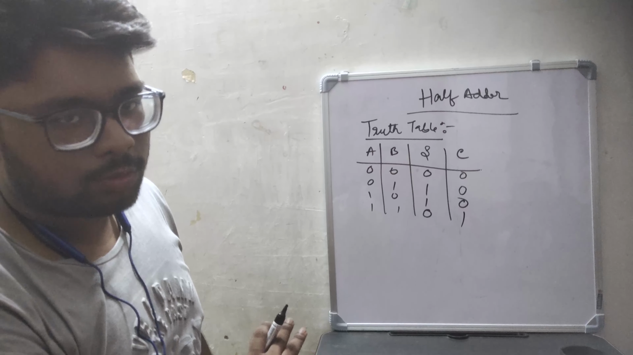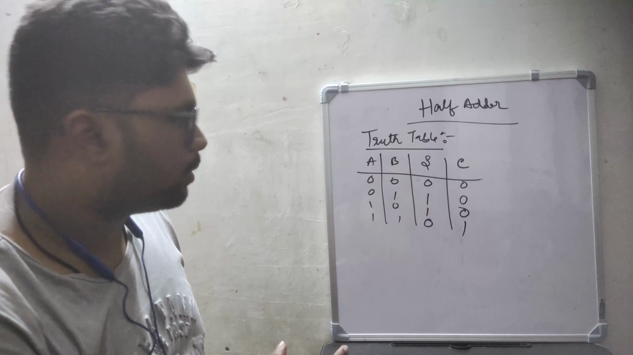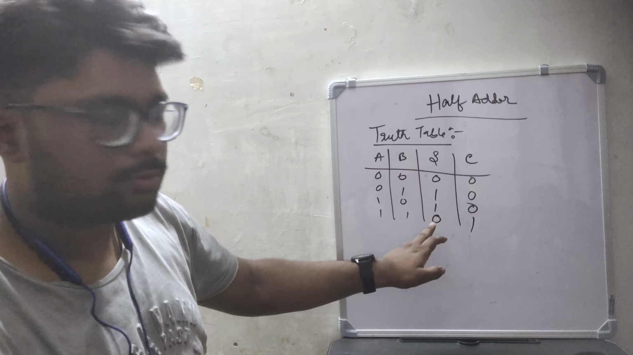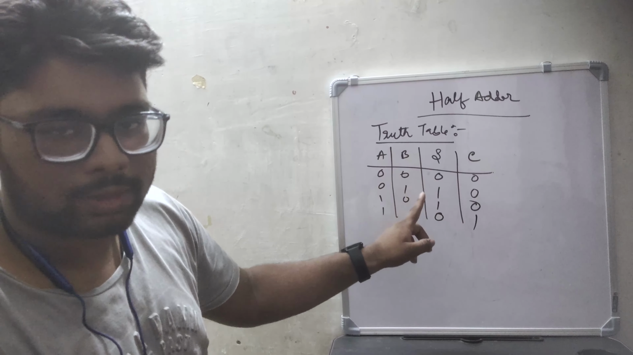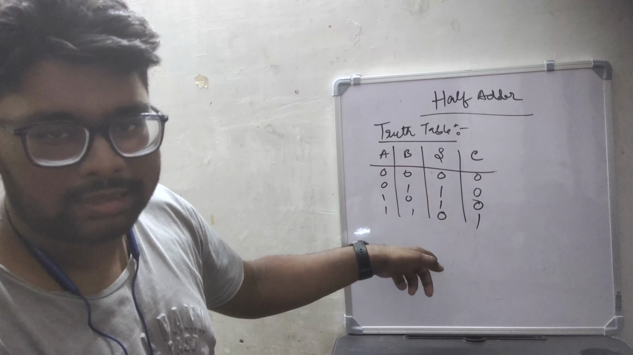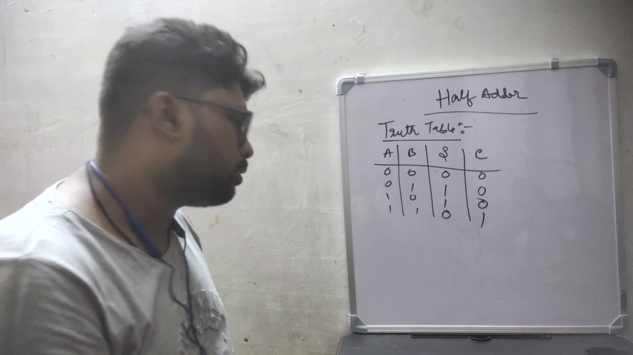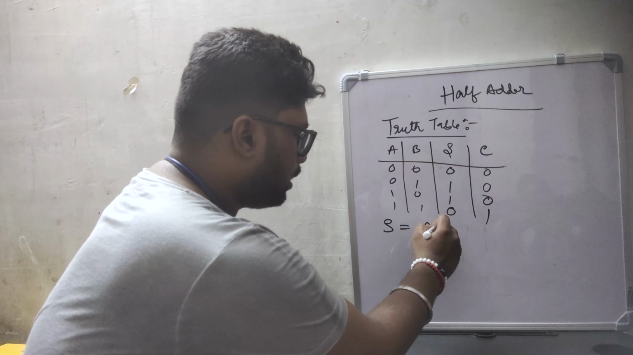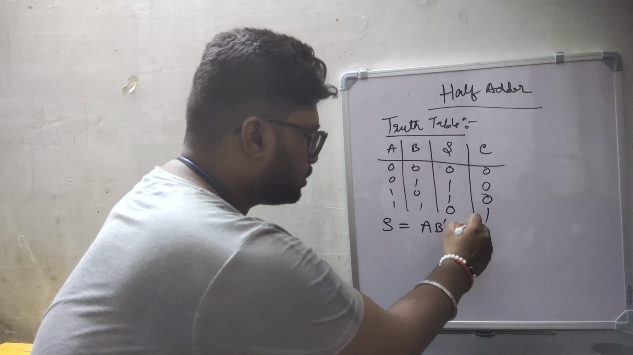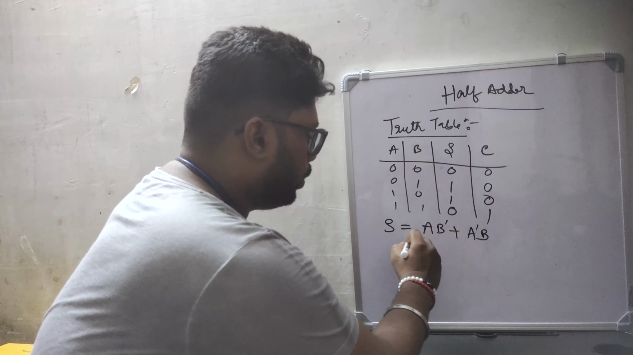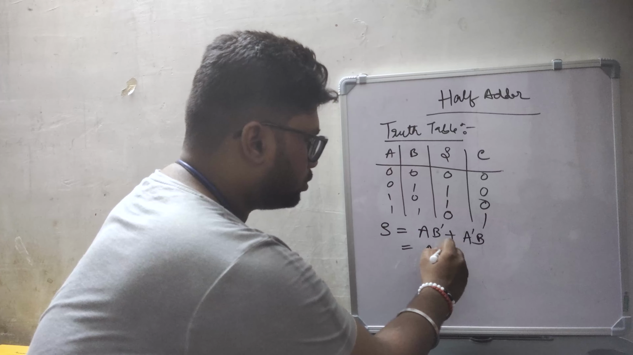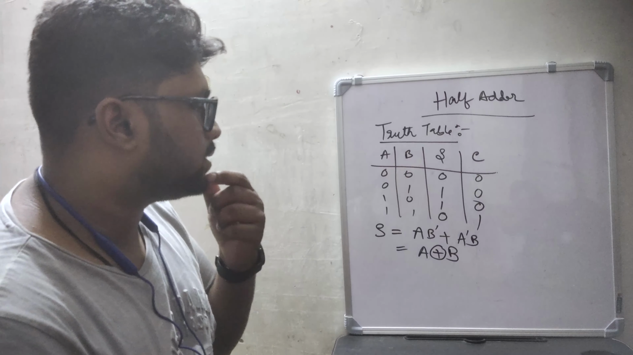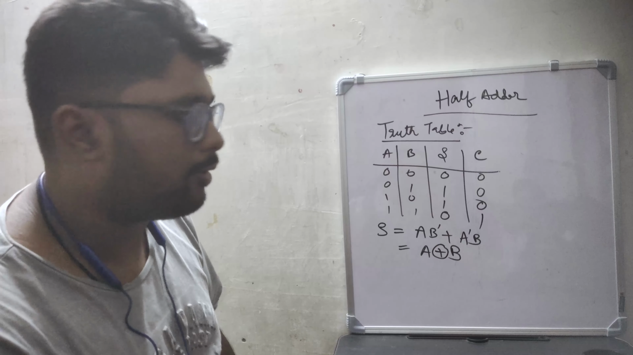Based on this truth table, we are going to make the expression. If you ignore the C part and just focus on the sum part, you can see that this acts as a XOR gate. A XOR B gives the S output. So we are going to write the expression of sum, or S, as A B bar plus A bar B, which in short we can write as A XOR B. So this is the expression for sum in half adder.